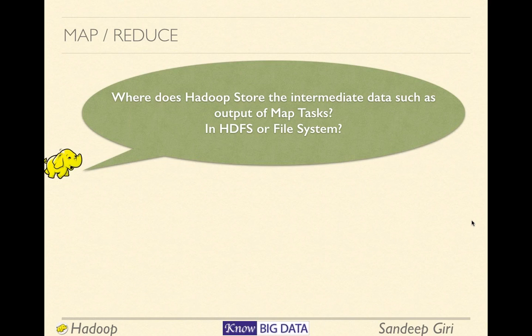Where does Hadoop store the intermediate data, such as the output of map tasks, in HDFS or file system? This you can answer. Right, this one is on file system. And why is it so? Anyone? Why wouldn't it utilize HDFS for keeping the intermediate data also?